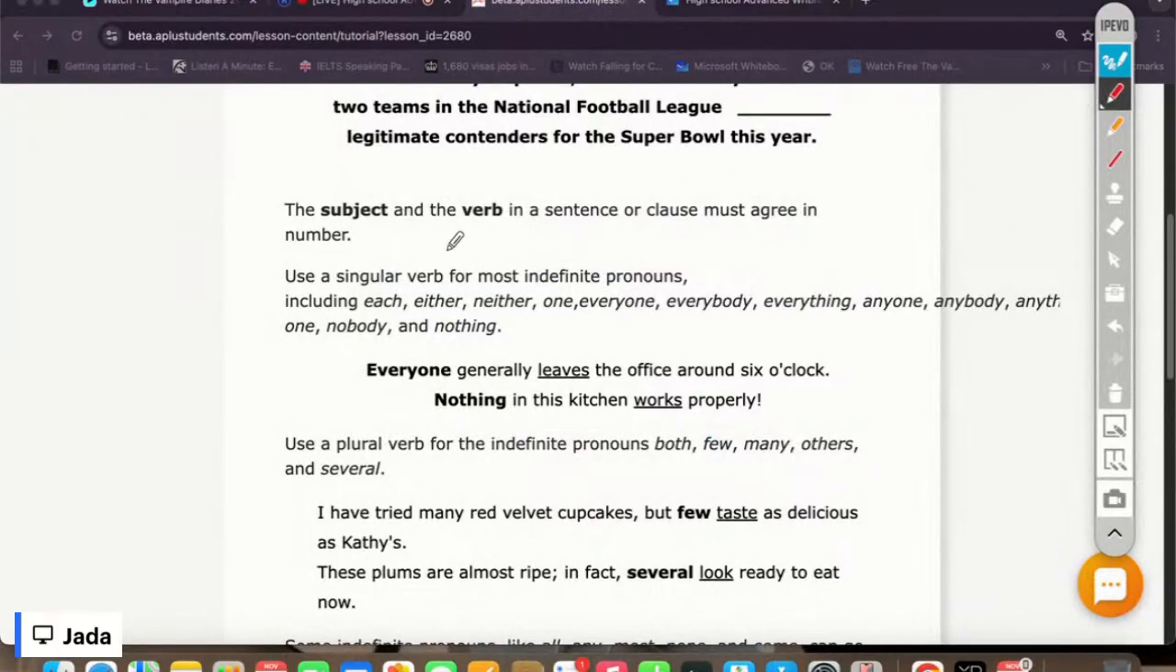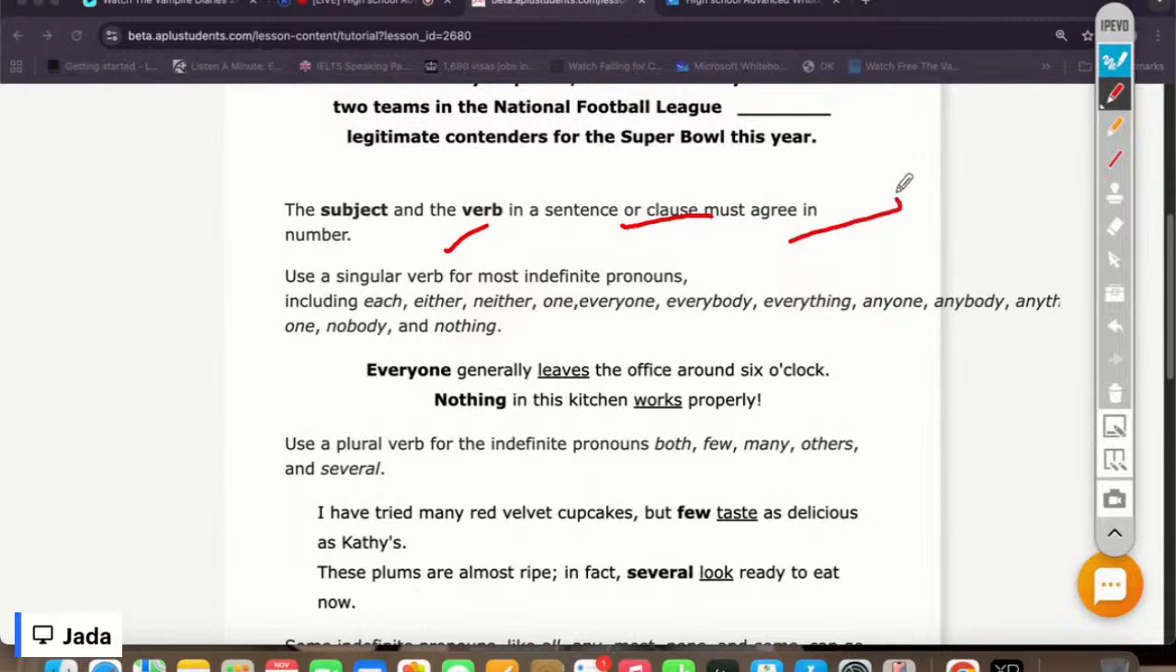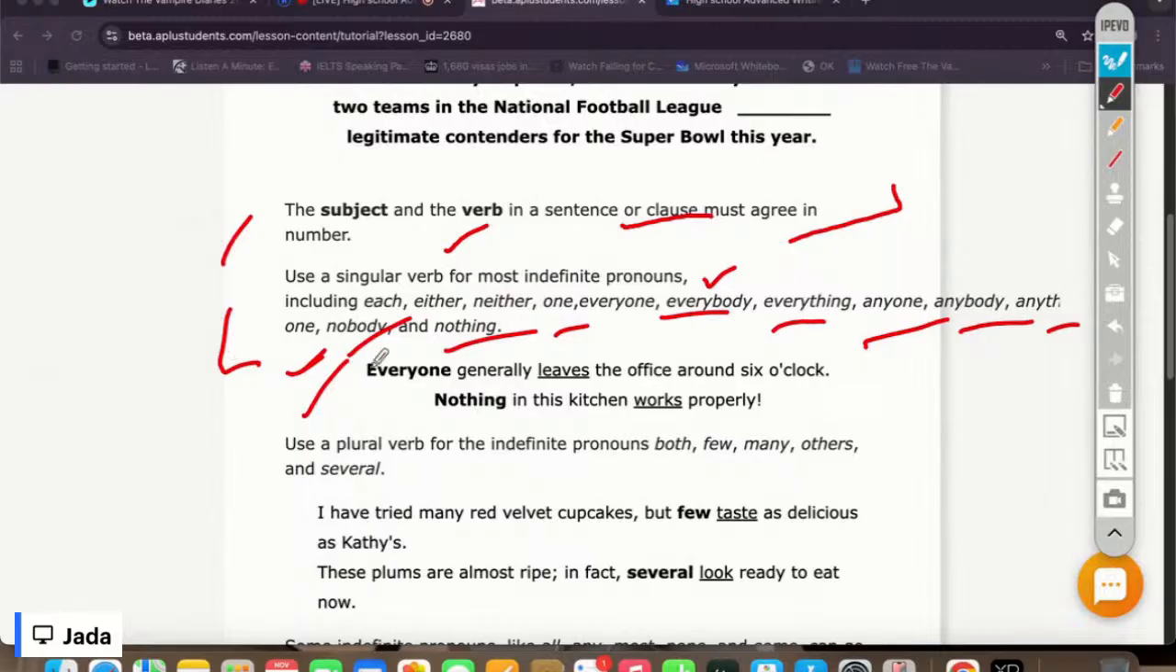Alright, so the subject and the verb in a sentence or clause must agree in number. You have to use singular verb for indefinite pronouns. So use singular verb for indefinite pronouns, including each, either, neither, one, everyone, everybody, everything, anyone, anybody, anything, nobody, and nothing. So everyone generally leaves the office around 6 o'clock. Nothing in the kitchen works perfectly. So if you have the indefinite pronouns, you have to use them with a singular subject and singular verb.